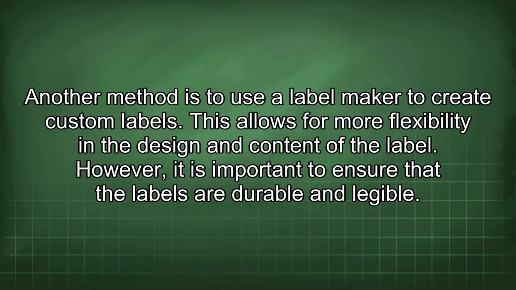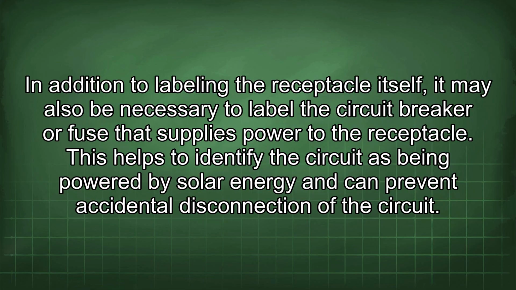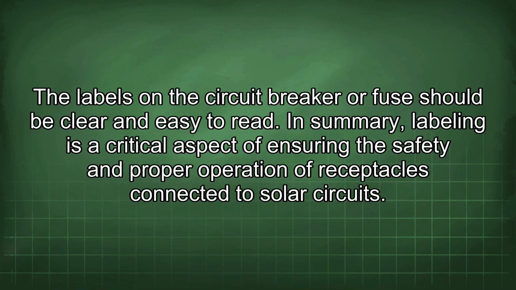Another method is to use a label maker to create custom labels. This allows for more flexibility in the design and content of the label. However, it is important to ensure that the labels are durable and legible. In addition to labeling the receptacle itself, it may also be necessary to label the circuit breaker or fuse that supplies power to the receptacle. This helps to identify the circuit as being powered by solar energy and can prevent accidental disconnection of the circuit. The labels on the circuit breaker or fuse should be clear and easy to read.